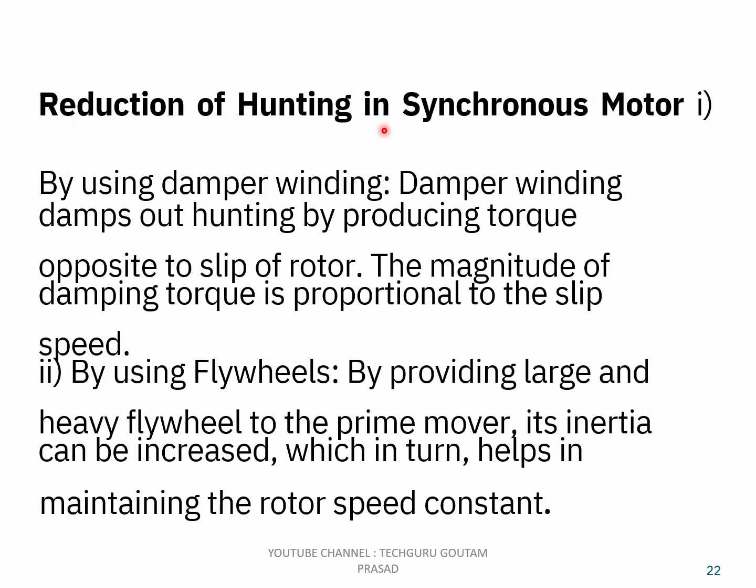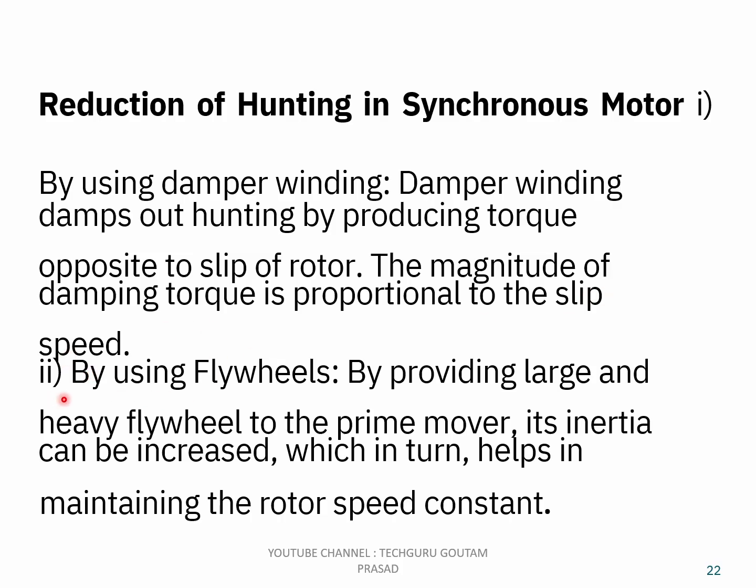Now, the reduction of hunting in a synchronous motor. First, by using damper winding. Damper winding damps out the hunting by producing torque opposite to the slip of the rotor, and the magnitude of the damping torque is proportional to the slip speed.